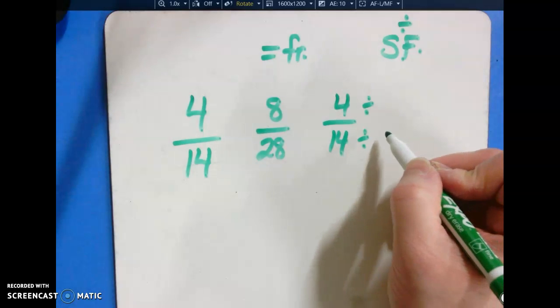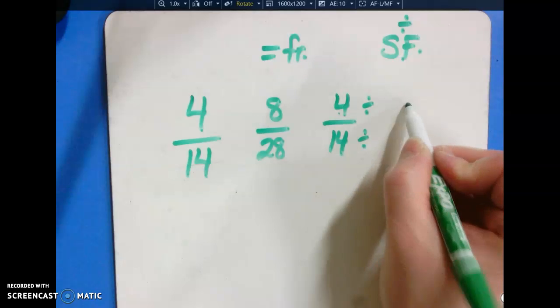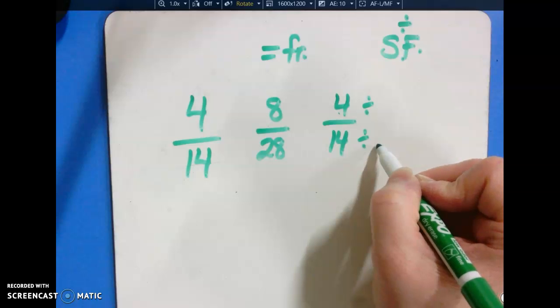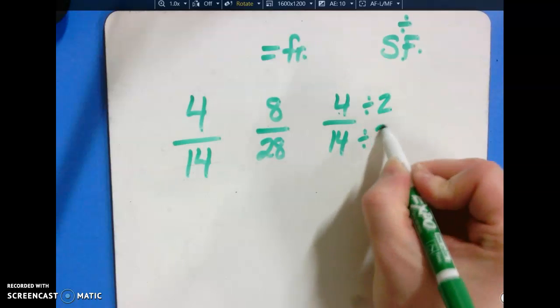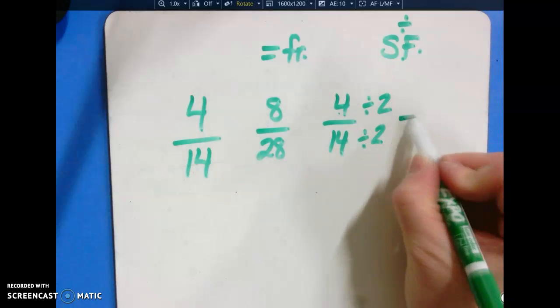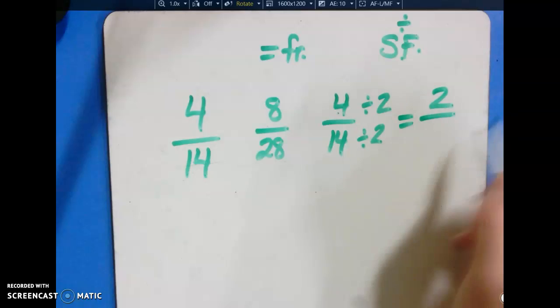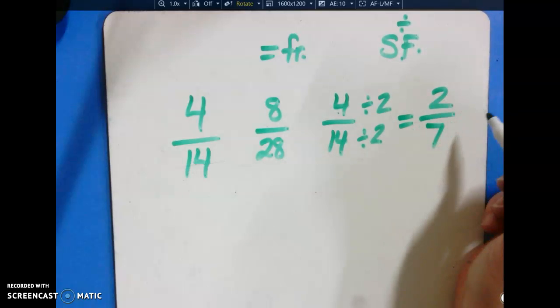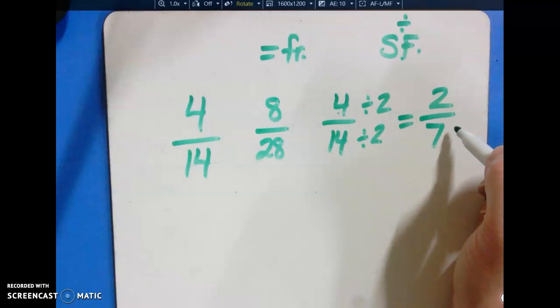It's not 4. 4 divided by 4 would work, but 14 divided by 4 is going to give us a remainder, and we do not want any remainders when we're dividing. These are basic facts. So 2, they're both even. That should always tell you that you could at least start with 2. 4 divided by 2 is 2. 14 divided by 2 is 7. So my simplest form fraction is 2/7.